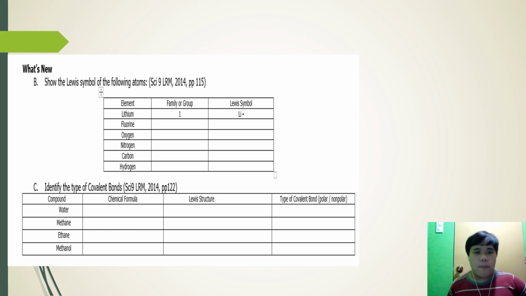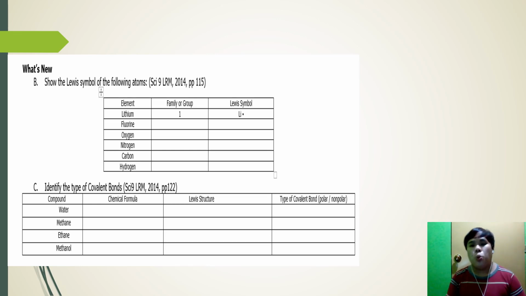There are 4 compounds there: water, methane, ethane, and methanol. So you have to write the chemical formula. Water is composed of hydrogen and oxygen. Methane is composed of carbon and hydrogen. Ethane is also composed of carbon and hydrogen. And then methanol is composed of carbon, hydrogen, and oxygen.